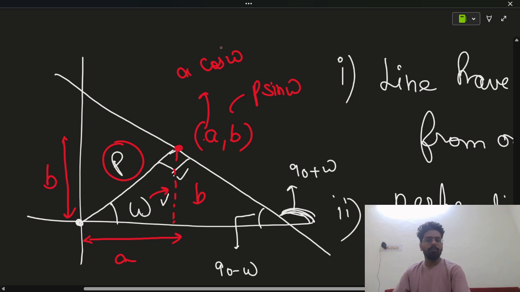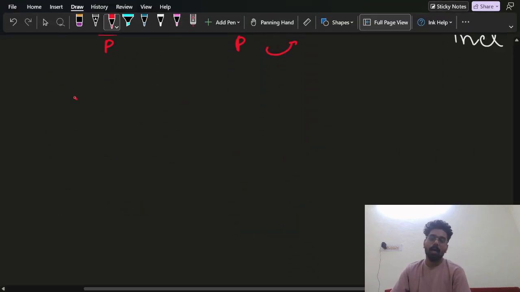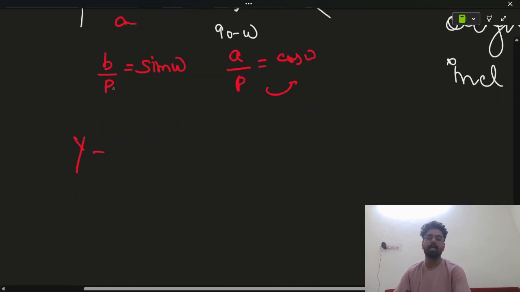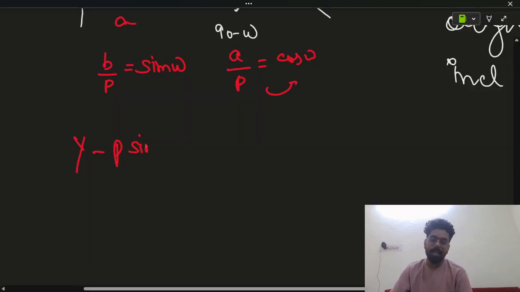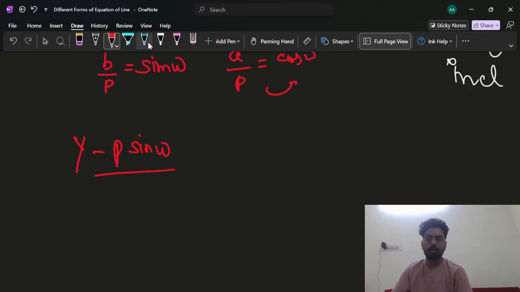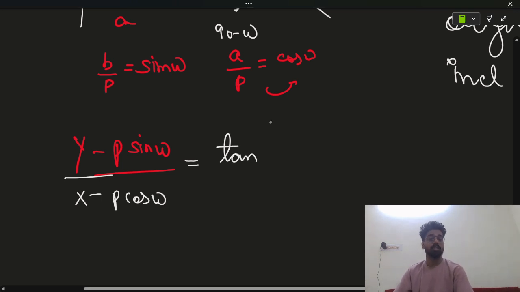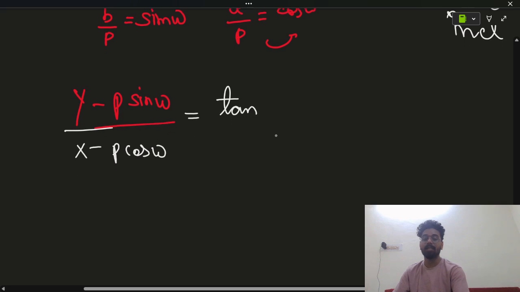Okay. Now we are having a point, we are having an angle of inclination, so we can write the equation of the given line. How? y minus, if I'll just check, this P is P sine W. So y minus P sine W, check, yeah, it's going on. Y minus P sine W upon x minus P cos W is equal to slope, which is tan of the angle of inclination of the line along the positive direction of x-axis. See, this is the positive direction, okay, and anti-clockwise sense, which is 90 plus W.